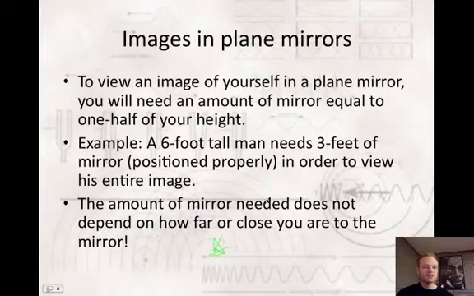So as long as this 6 foot dude had a 3 foot mirror, he could stand directly in front of it and be able to see himself. Or he could stand 10 feet behind it and still be able to see himself. Kind of interesting. So that's one property about plane mirrors: you just need half of the height of whatever object you're trying to look at. Okay.